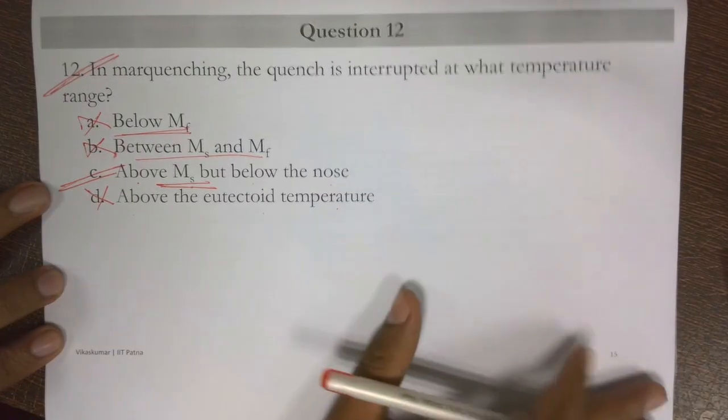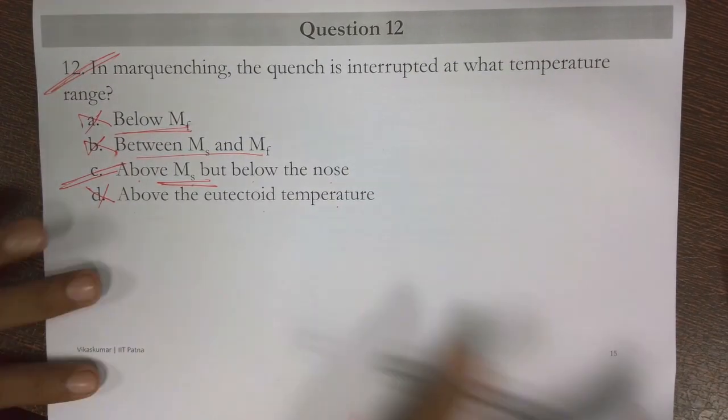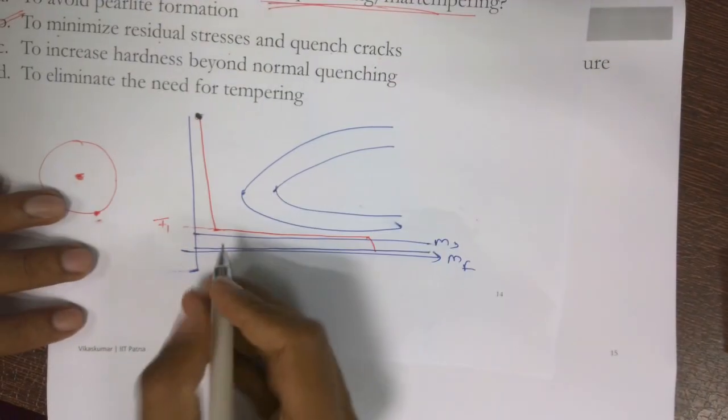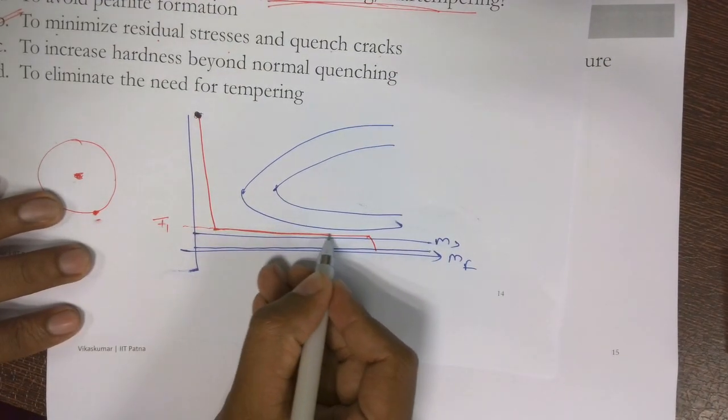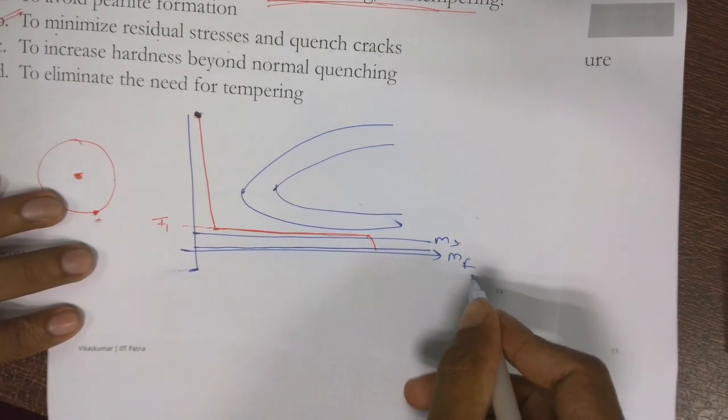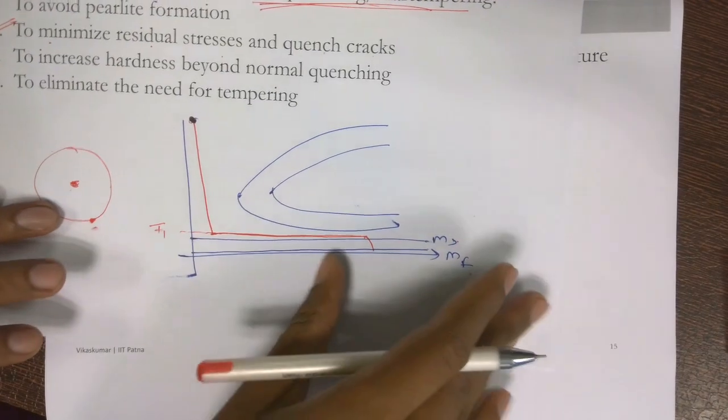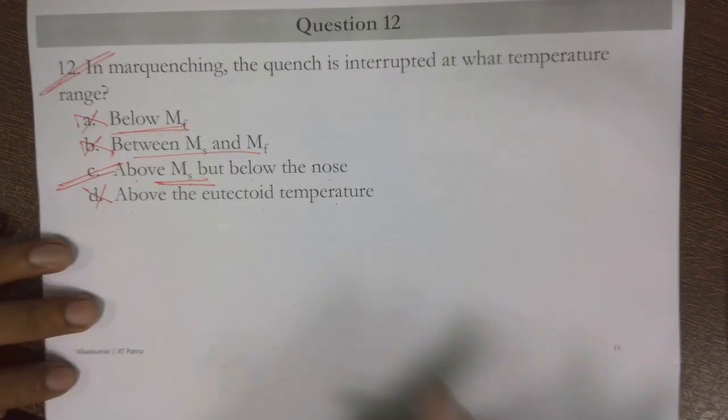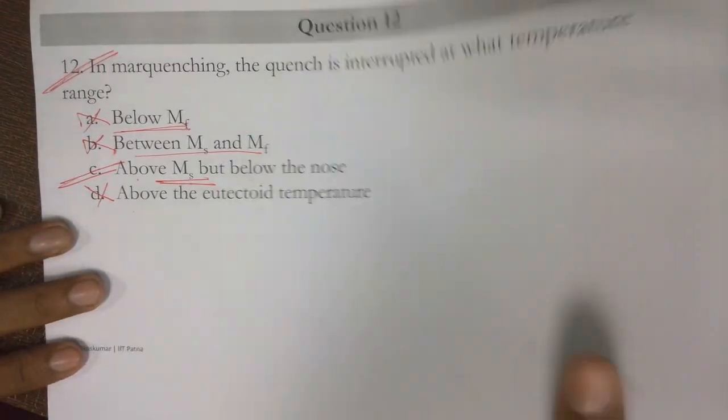Okay, any doubt here? Let me know. See, we are holding it above the martensite start and martensite finish. This is the main point. This is question number 12. Let's go to the next question.